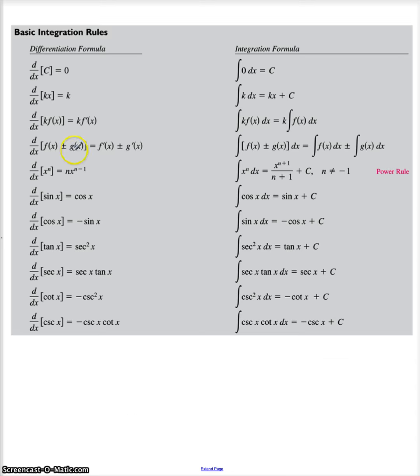Now, I'm going to give you a list of basic integration rules. If I take the derivative of a constant, I get 0. And if I integrate 0, I get a constant. If I take the derivative of kx, I get k. If I integrate k dx, I get kx plus c. So you need to know these. You should be expecting a quiz. Memorize them.